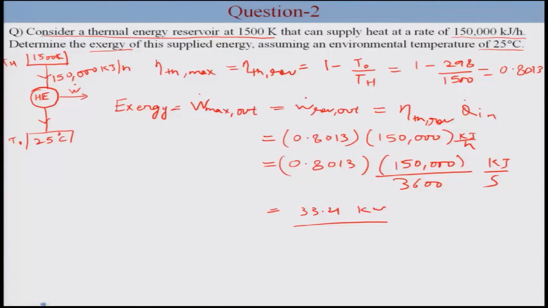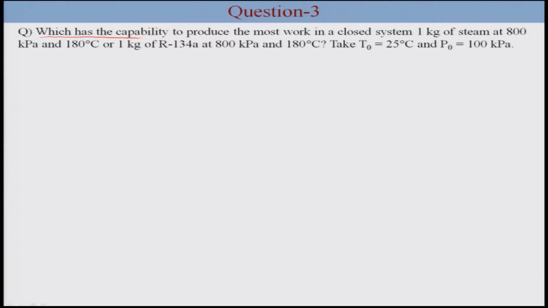Now, in the next question, which has the capability to produce most work in a closed system? 1 kg of steam at 800 kilopascal and 180 degree Celsius, or 1 kg of R134A refrigerant at 800 kilopascal and 180 degree Celsius. The surroundings are at 25 degree Celsius and the pressure is 100 kilopascal. So we have to compare which has the more capability, 1 kg of steam or 1 kg of refrigerant at the same conditions.